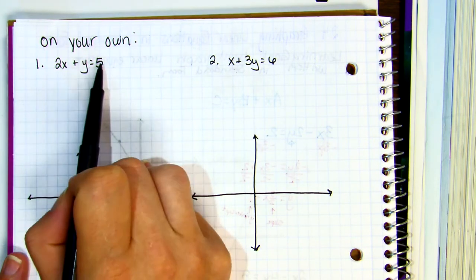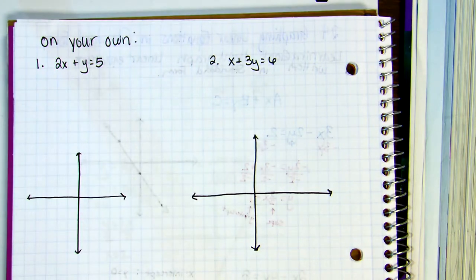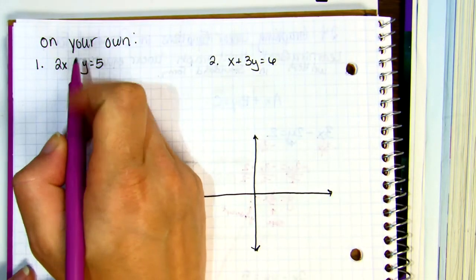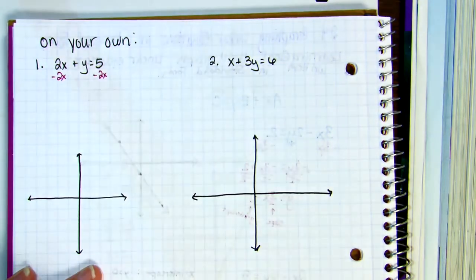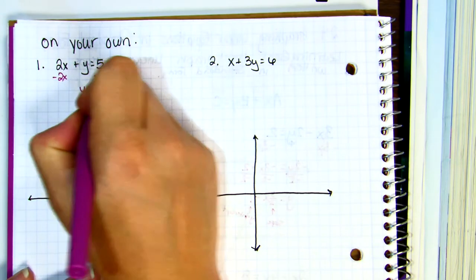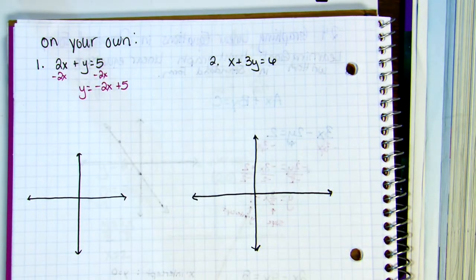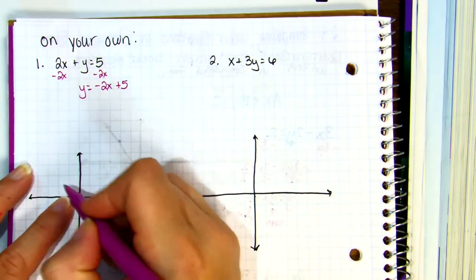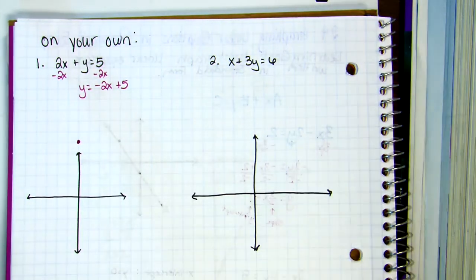2 doesn't go into 5 evenly, so I'm going to solve this one by solving for y, or putting it into slope-intercept form. This is really easy to put into slope-intercept form. I just have to subtract 2x from each side. When I do that, I get y equals negative 2x plus 5. Super simple. My intercept is 5, so 1, 2, 3, 4, oops, went off my graph, 5.